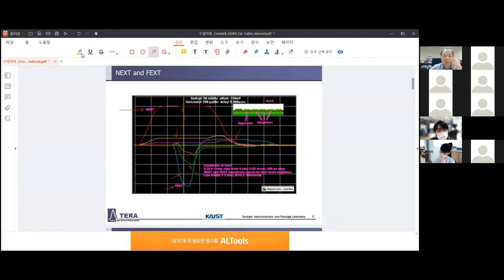This is the measurement result of near end crosstalk and far end crosstalk. You see that this is the near end cluster waveform, and we have a very flat voltage level in the positive direction. Please remember that the height of this pulse is the difference between common mode and differential mode.